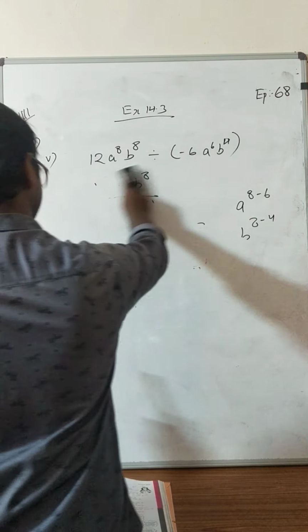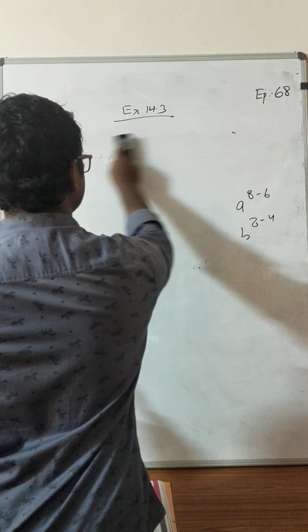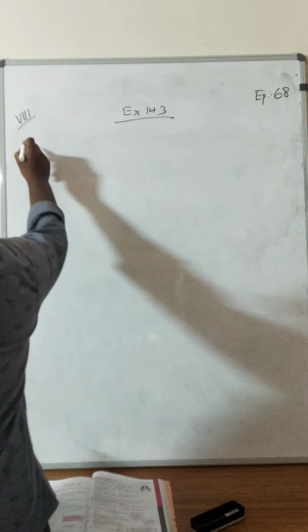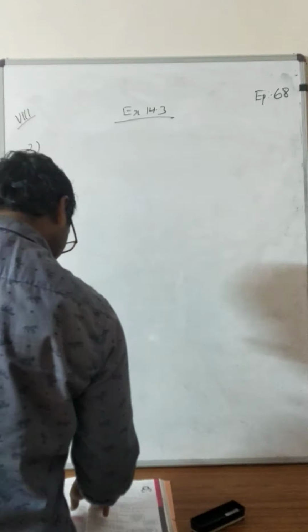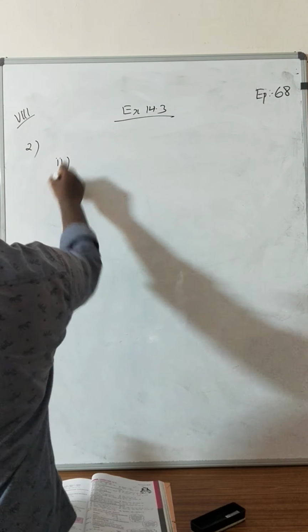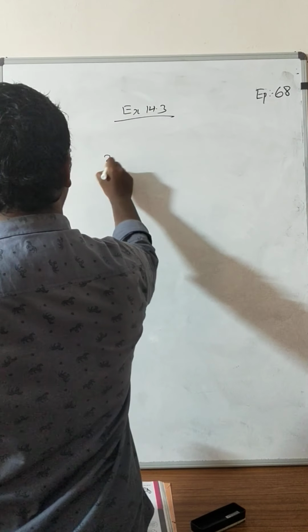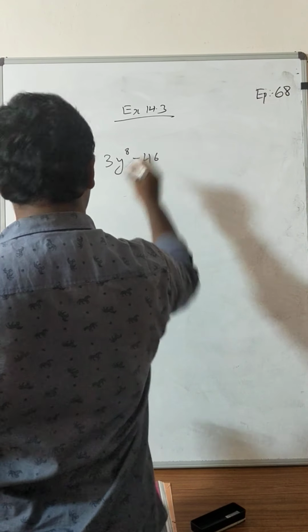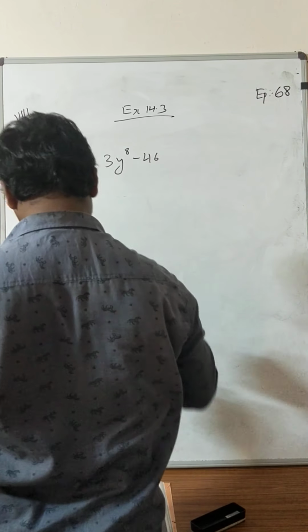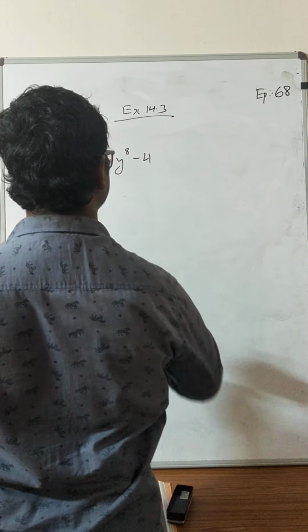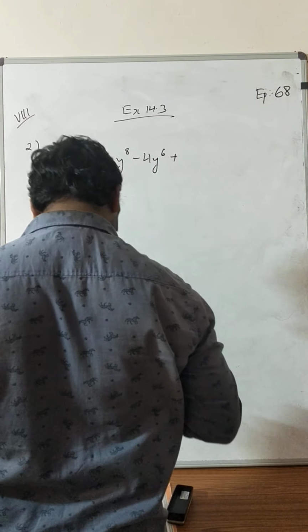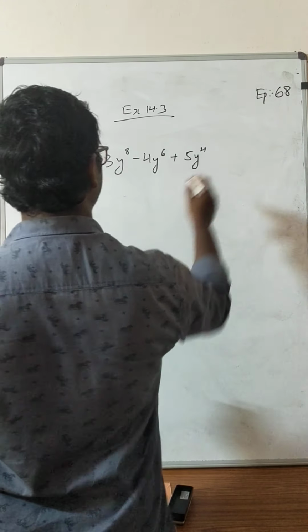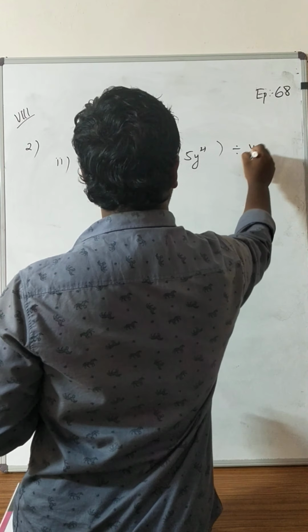Now question number 3 and 4 is homework for you from the first one. Okay students, now let's move on to the second question. In the second question, look at the second one, which is 3 y power 8 minus 4 y power 6 plus 5 y power 4, whole divided with y power 4.